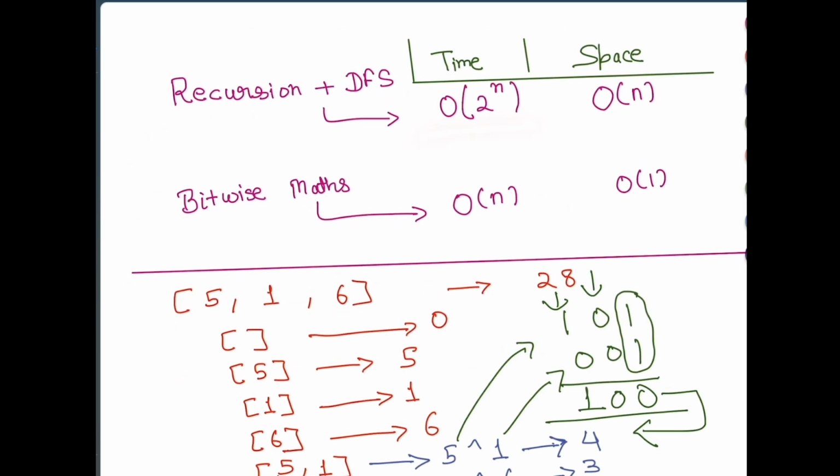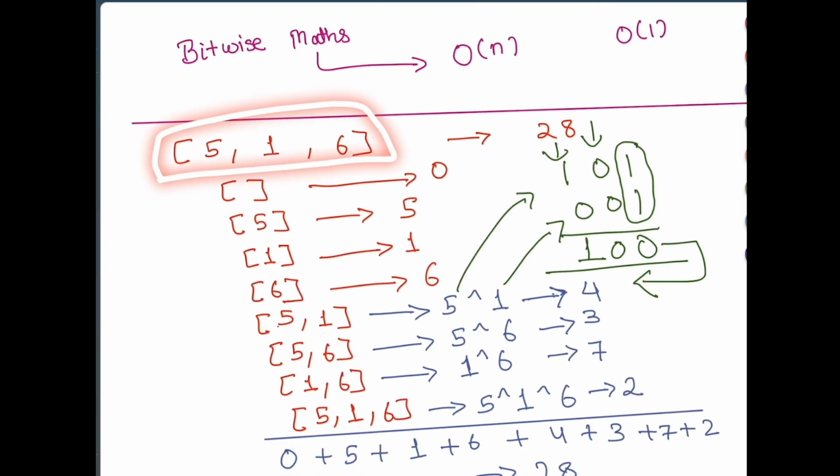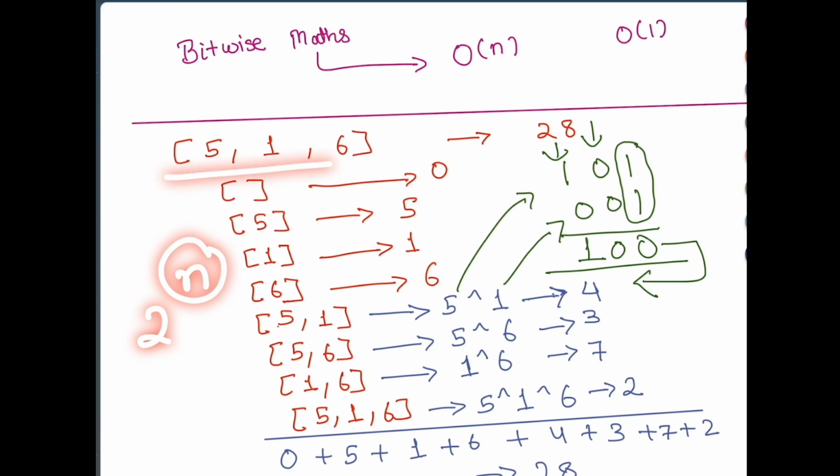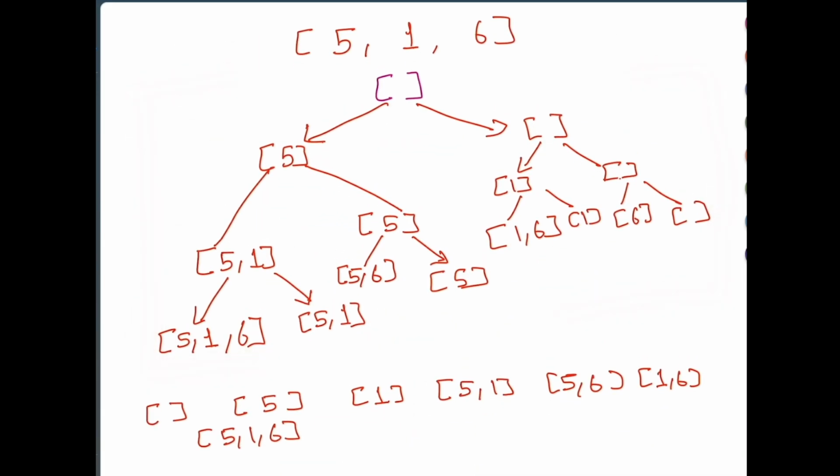This is very important to know because for any given array, the number of subsets is 2 to the power n, where n is the number of elements in the array. So 2 to the power 3 is equal to 8, right? So we have 1, 2, 3, 4, 5, 6, 7, 8 subsets of this array. This is what we are going to do.